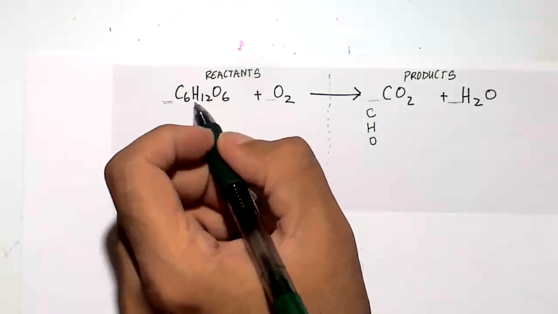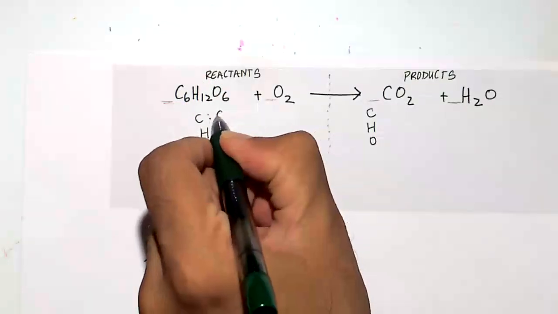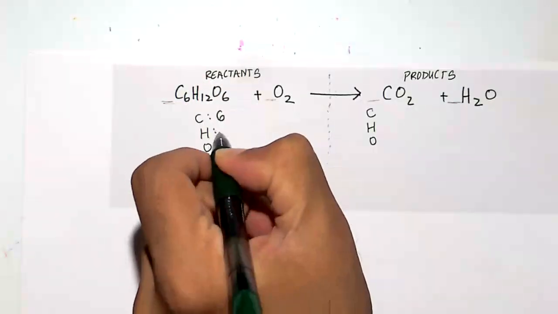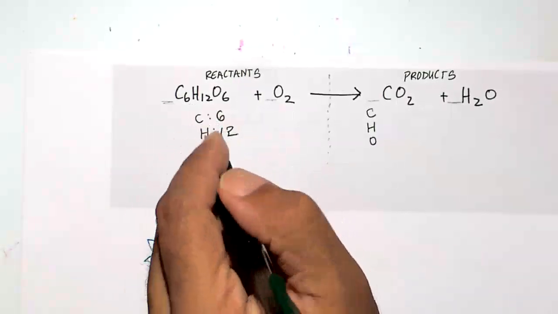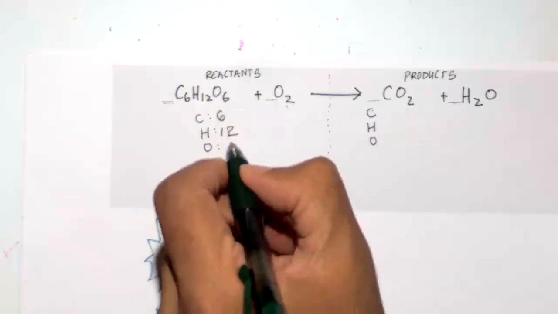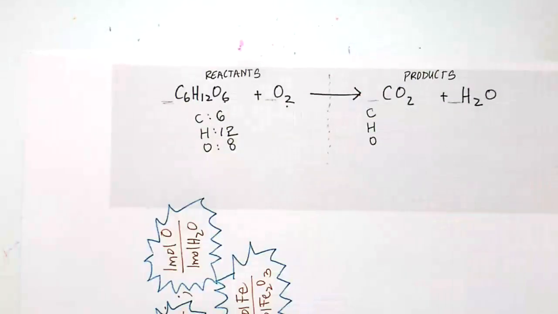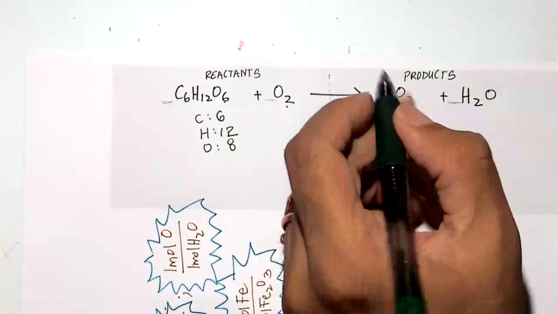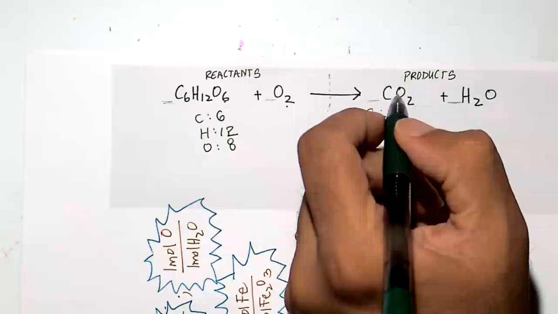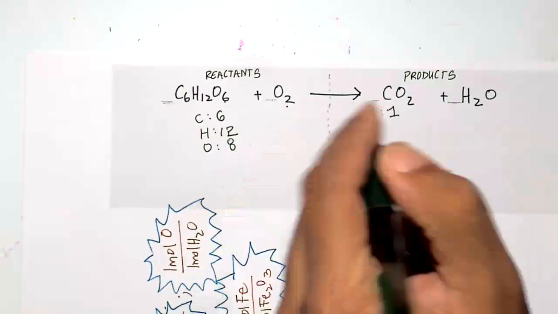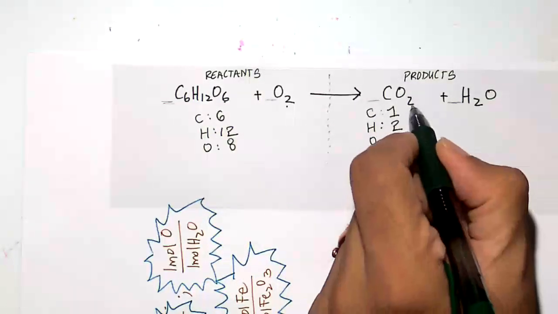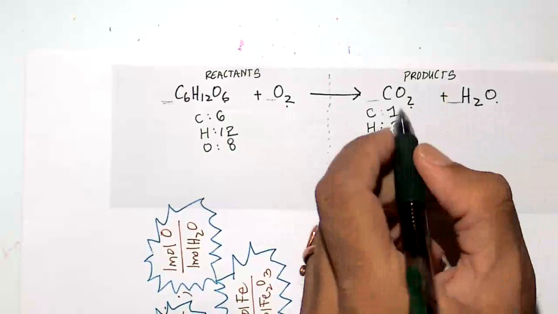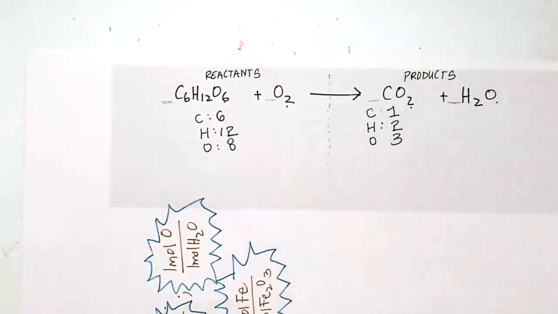So how many atoms of carbon do we see here? Good. How many hydrogens? 12. How many oxygens? 6 plus 2 is 8. All right. How many atoms of carbon here on the product side? 1. Very good. Hydrogen? 2. Oxygen? 2 plus 1 is 3.